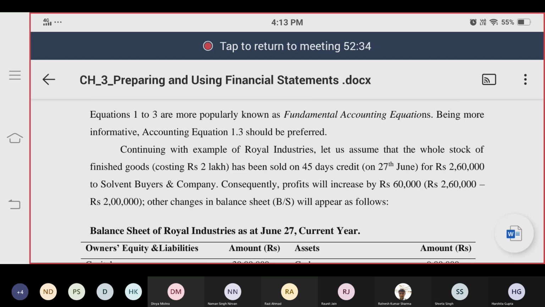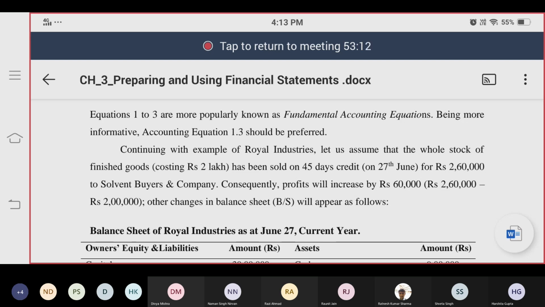Okay, cool. Now, continuing with our example of Royal Industries, let us assume that the whole stock of finished goods, costing 2 lakhs, has been sold on 45 days credit on 27 June for 2,60,000 to Solvent Buyers and Company. Now, what you have done as a company is you have sold your product on credit. So basically you have sold it, but your customer has still not paid you, so you don't have cash left. In this case, you will create a debtor, or an asset which is called debtor.